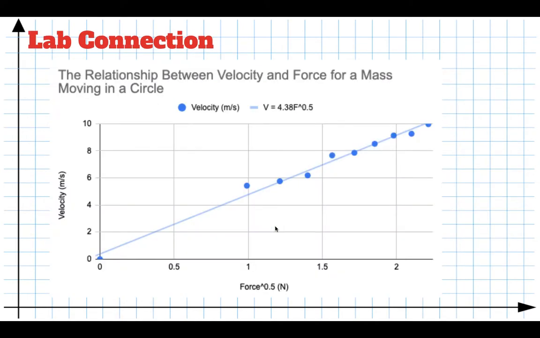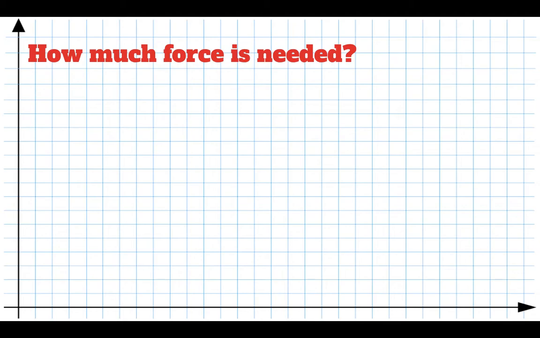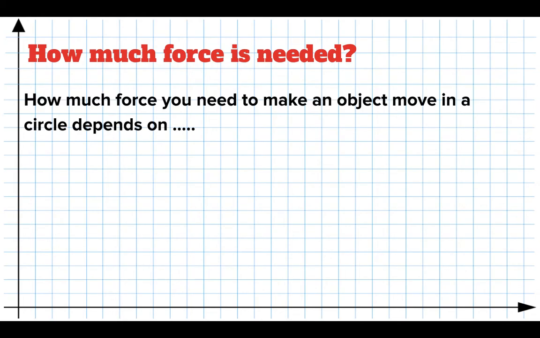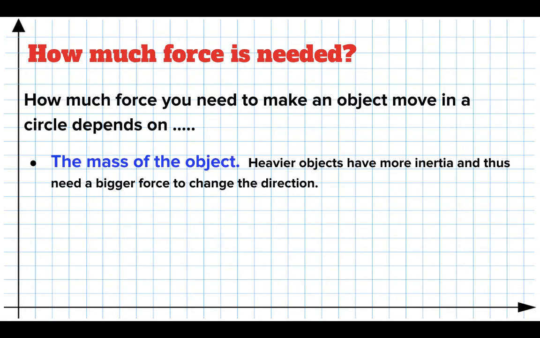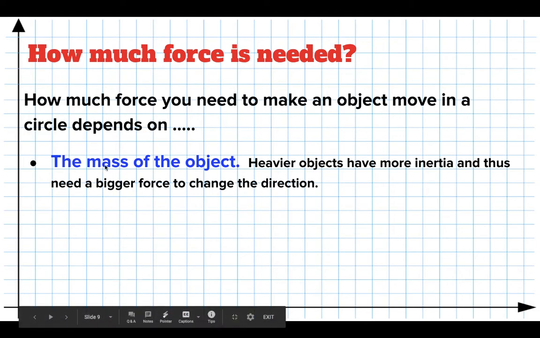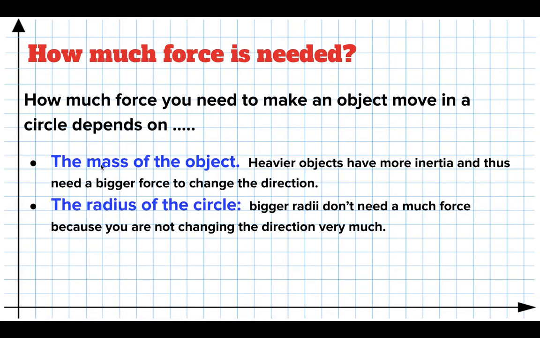All right, so to connect with lab, how much force is needed? To make an object move in a circle, how much force you need depends on the mass of the object. In lab, I think you found that the force was directly proportional to the mass. It depends on the radius of the circle, how big the circle is. If you have a big circle, you don't need very much force because you're not making it turn very much in any given second. So the force is inversely proportional to the radius.